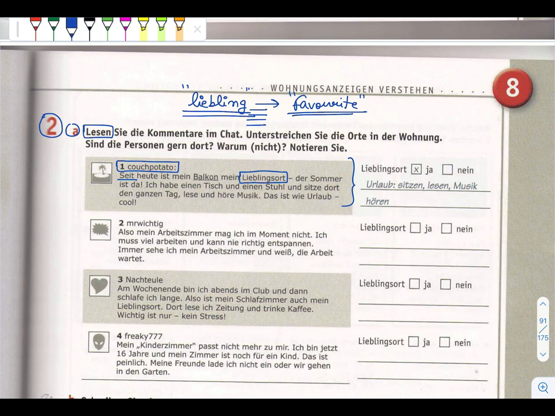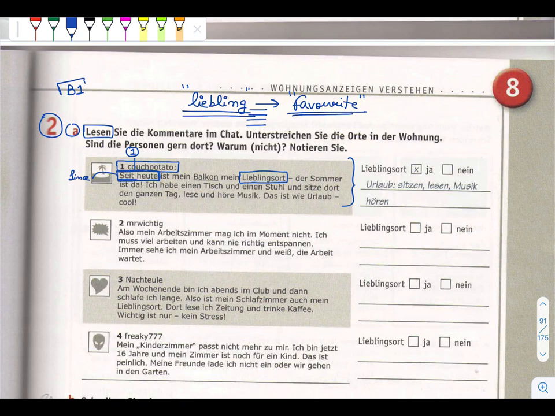So, seit heute. Seit means since. Seit heute ist mein Balkon mein Lieblingsort. See, when we say since today, this whole thing is in first position. You can ask the question that after the second place we always write the verb, but here we are using it in the third place. But some of the words we count as together, and we will always put that in first position.